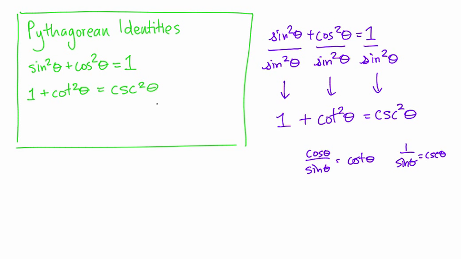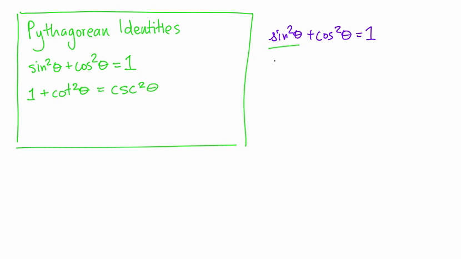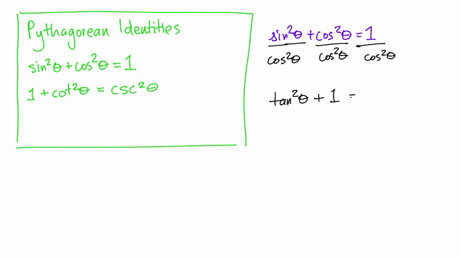Let's take a look at doing this another way that will generate our third Pythagorean identity by dividing by something different than sine squareds. So this time, instead, I'm going to divide everything by cos squareds. So let's take a look and see what happens. If I divide this one by cos squared, sine over cos is tan, so I get tan squared. That divided by cos squared gives me 1. And this divided by cos squared, that's a secant squared. So my last Pythagorean identity is tan squared theta plus 1 is equal to secant squared theta.